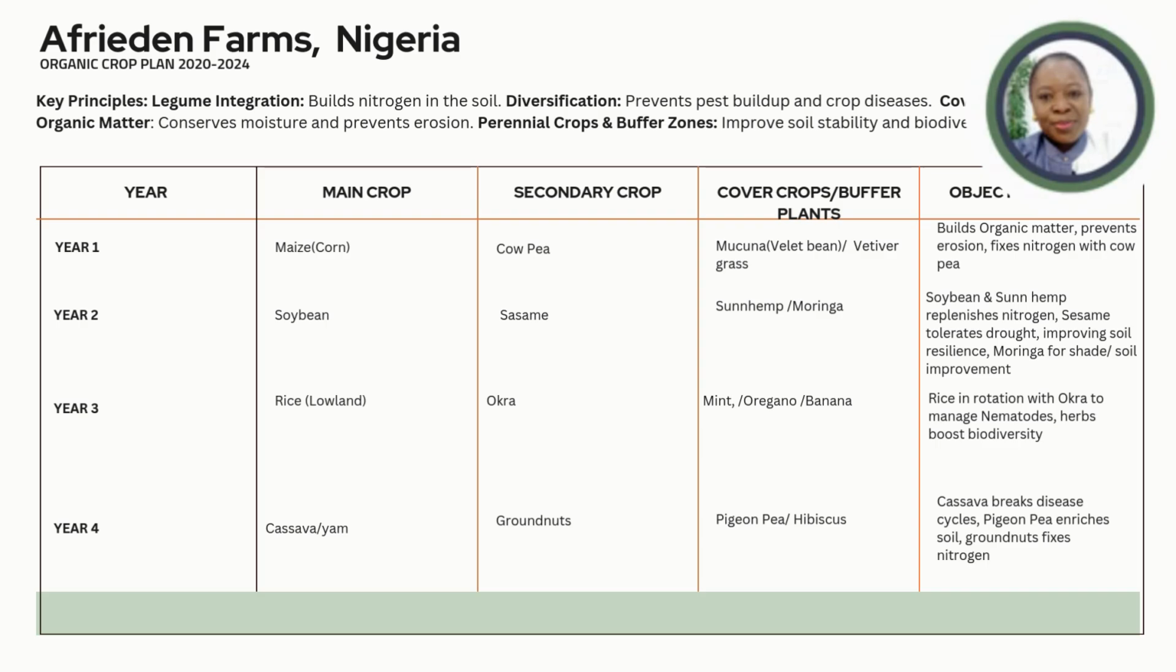Then in the fourth year, we're going to plant cassava or yam as our main crop, groundnuts as our secondary crop, pigeon pea or hibiscus around our buffer zones. The cassava breaks disease cycles, pigeon pea enriches soil, groundnuts fix nitrogen. So we have a perfect crop plan for 4 years on this farm.